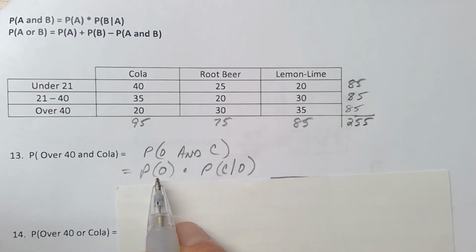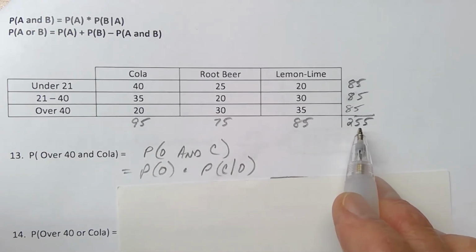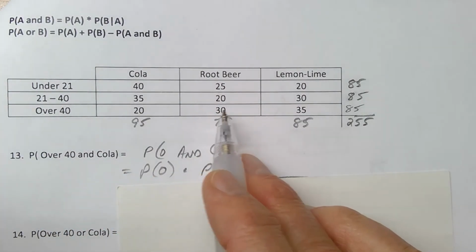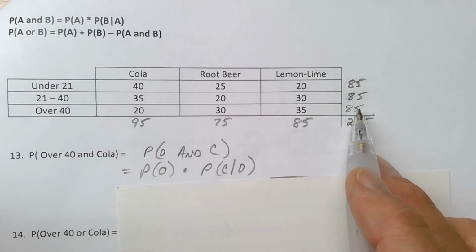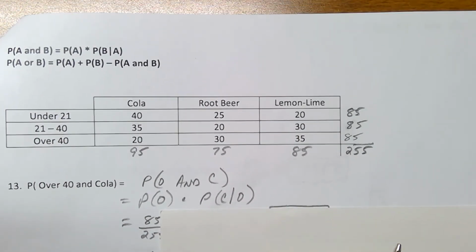This first one's out of everybody. So the probability that we pick an old person out of the hat, out of the 255 total, how many are old or over 40? It's these 20 and these 30 and these 35. 85 out of 255 are older.